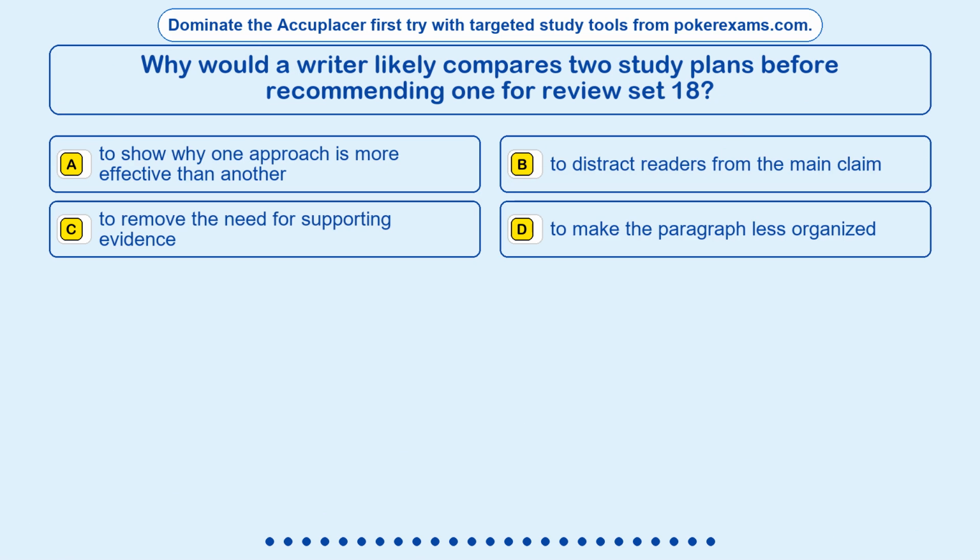Question 16. Why would a writer likely compare 2 study plans before recommending one for review set 18? Option A, to show why one approach is more effective than another. Option B, to distract readers from the main claim. Option C, to remove the need for supporting evidence. Option D, to make the paragraph less organized.